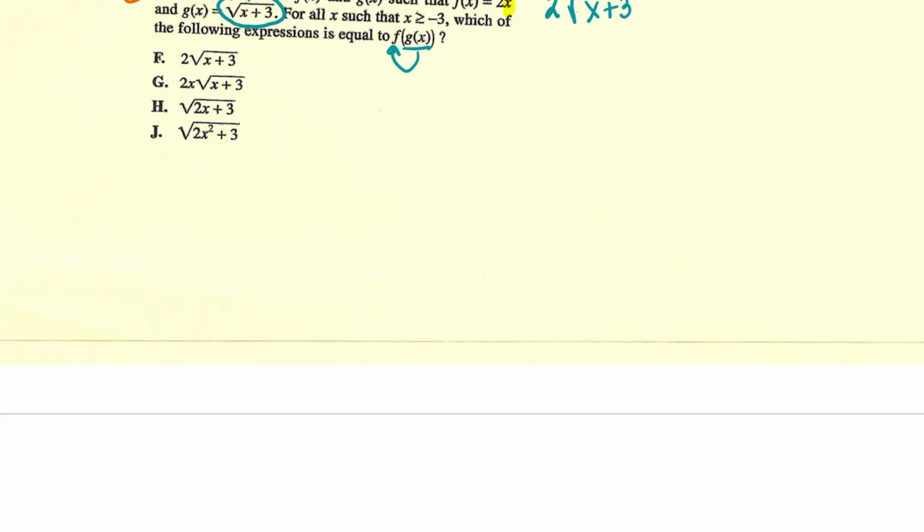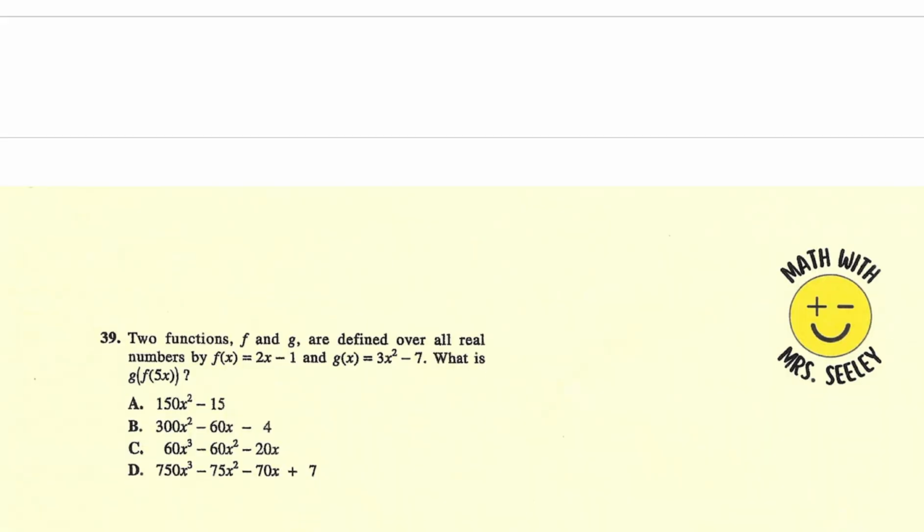And so I get for my answer f, just like that. Okay, let's take a look at the next one. Number 39. This one right here, we're going to start on the inside. It says f of 5x. So this is telling me to go to this function and put this in.